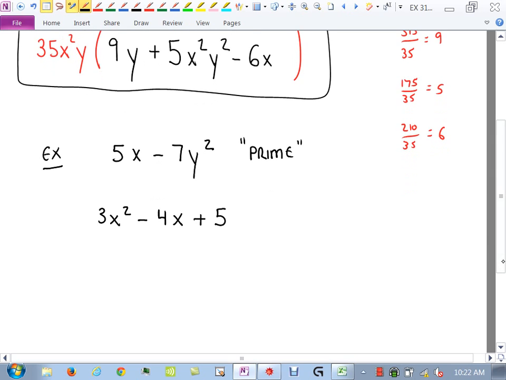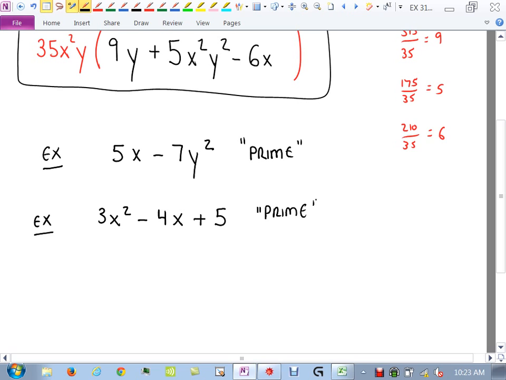There's 3 terms, right? Look at the numbers. 3, 4, and 5. Is there a number that goes into 3, 4, and 5? Just 1, right? Okay, how about x's? I have 2 x's in the first term. I have 1 x in the second term, but I don't have any x's here. Right? So I can't pull an x out because they do not all have an x in common. So that one would also be prime.